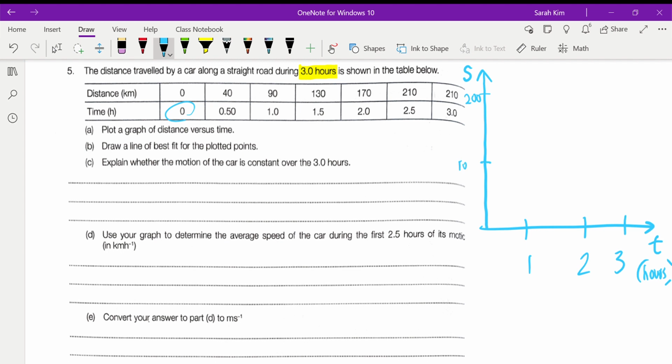The half of that would be 100. Half of that would be 50. Half of these two would be 150. I'll just leave it at that and eyeball it.